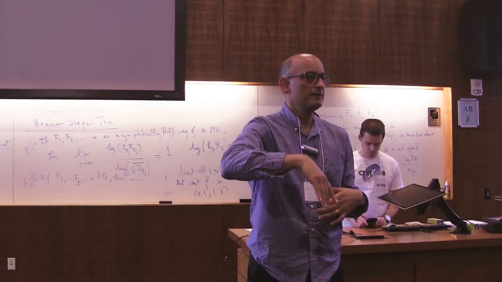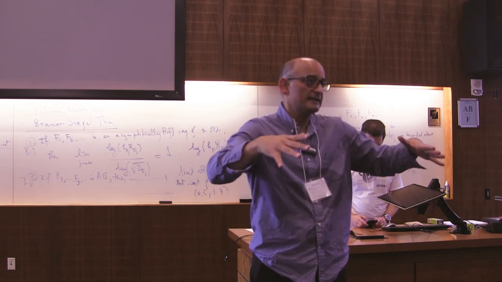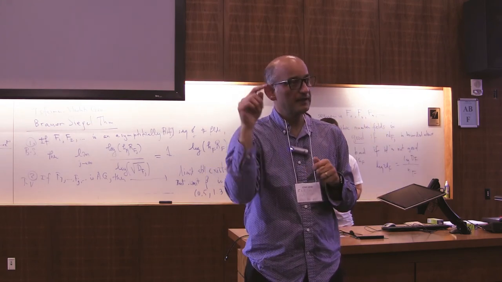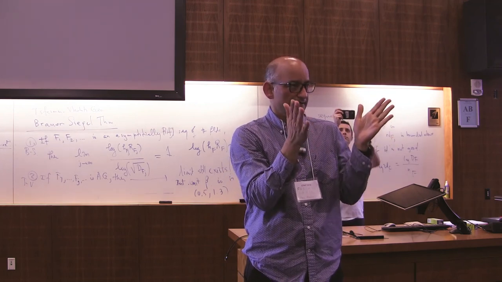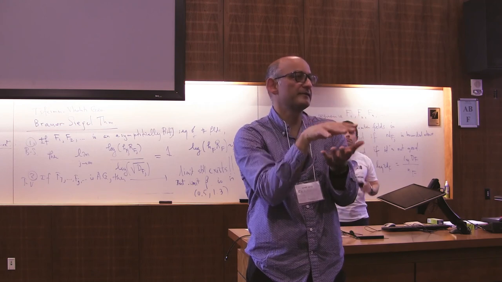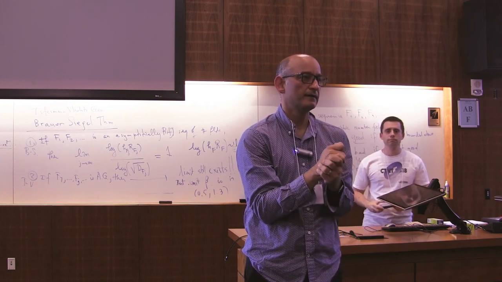You have to get rid of one column and one row. But now what you get is a lattice. It's an R-dimensional lattice where R is R1 plus R2 minus 1, and the regulator literally is the volume of the fundamental parallelepiped inside that lattice.